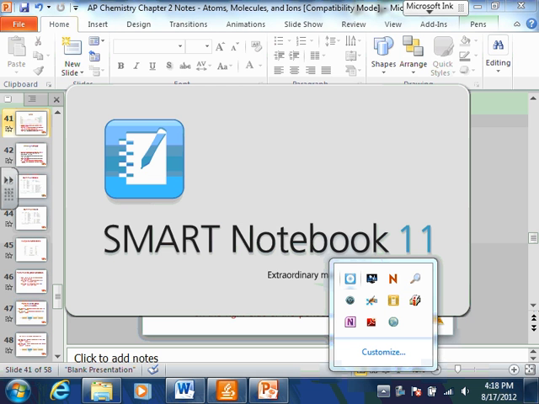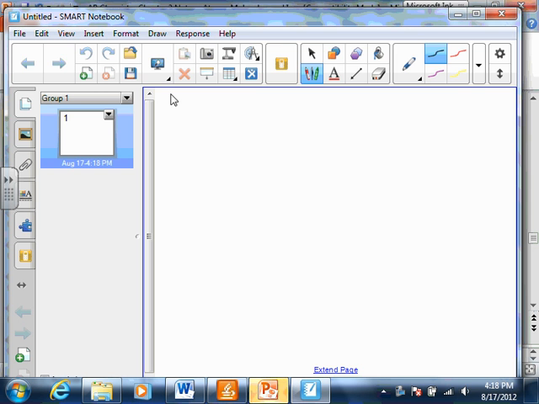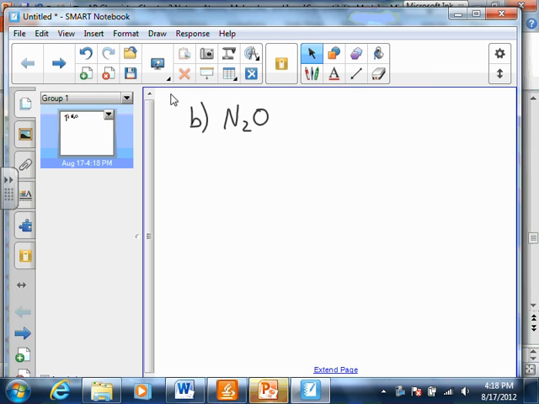And letter B here, it says nitrous oxide, a substance used as an anesthetic and commonly called laughing gas. Molecular formula is N2O. Okay, so we want to write the empirical formula for N2O. The formula they give us is N2O. They want to know the empirical formula. It's the same. Okay? Empirical formula is N2O because 2 to 1 is the lowest possible ratio that you can have there. Alright? So that's pretty simple stuff.